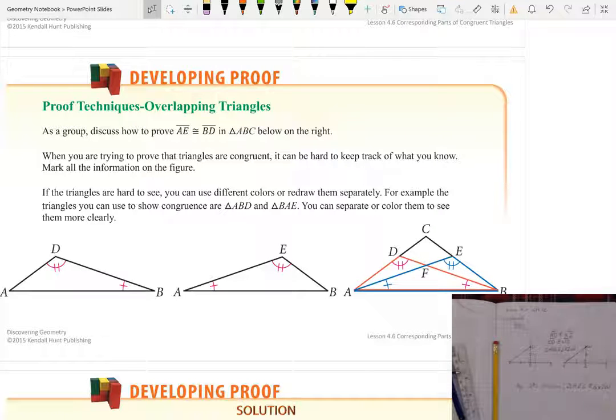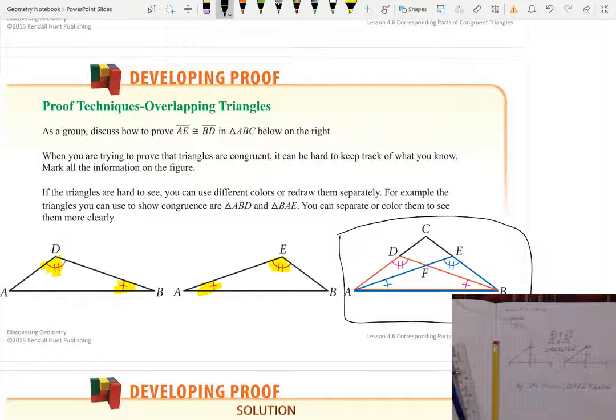So the original figure that you're given is right here. What they did was, well, the red and the blue triangle will be easier to see if I draw them separately. So they did. And now I can clearly see, oh, look at that. These angles are congruent to each other. These angles are congruent to each other. But what else do I know?